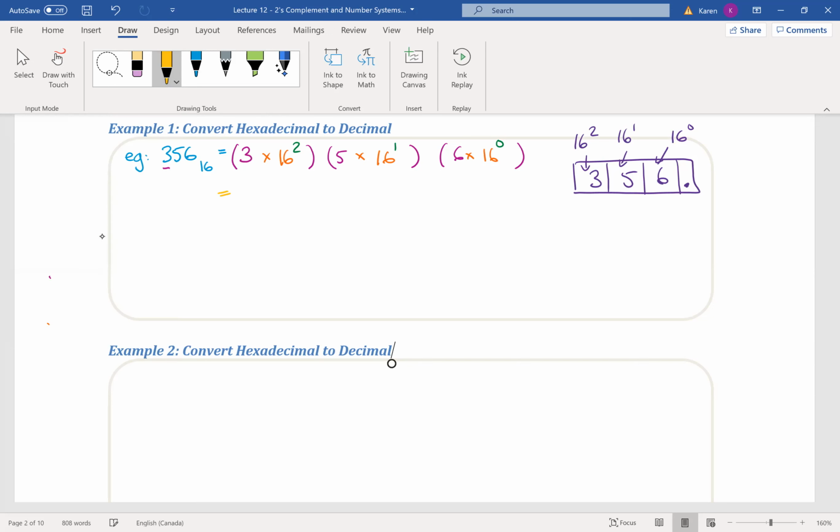So if I were to calculate that, I'd get 768. Oh, sorry, these are plus. Plus 80 plus 6. Then the answer is 854 in the base 10 system, which is the decimal system.